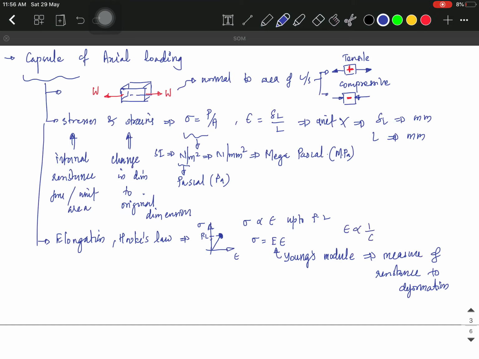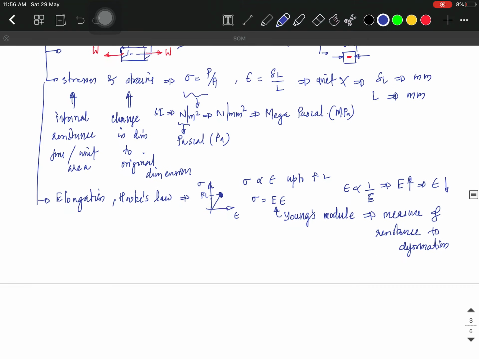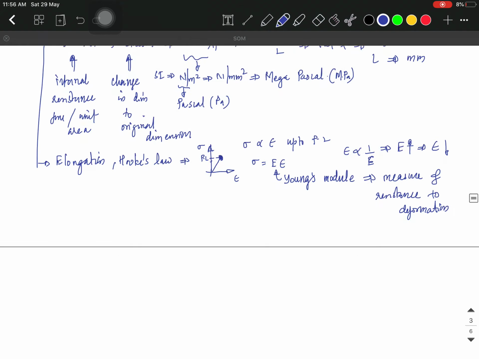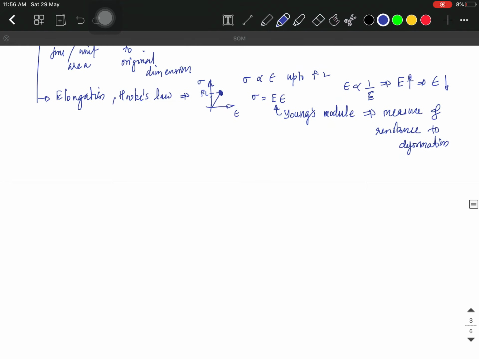That is, epsilon is proportional to 1 by E, which means as E increases, epsilon decreases. So increasing the value of E causes a reduction in deformation or the change in length, that is nothing but the strain. So that's what we have dealt with in elongation and Hooke's law.